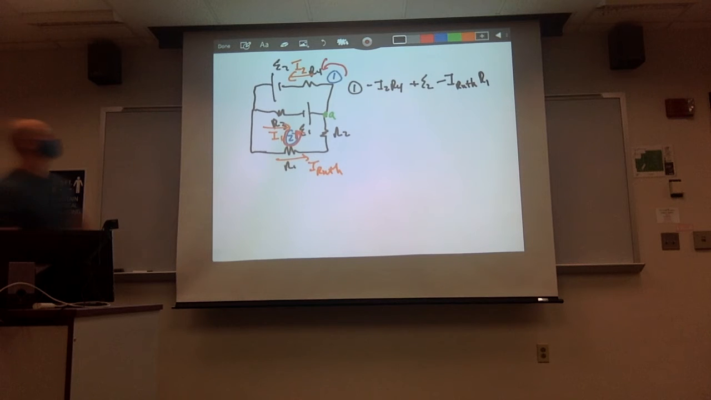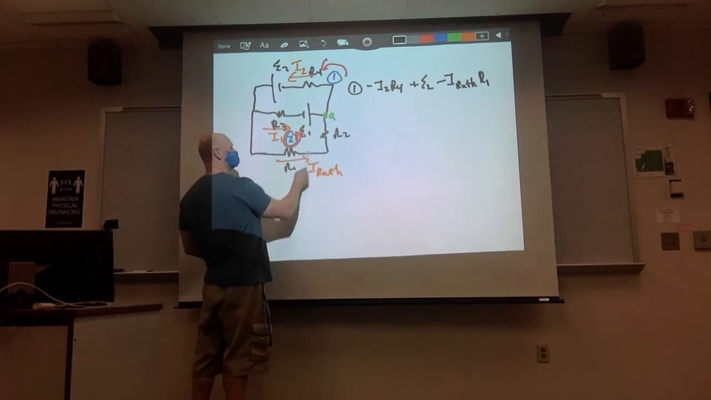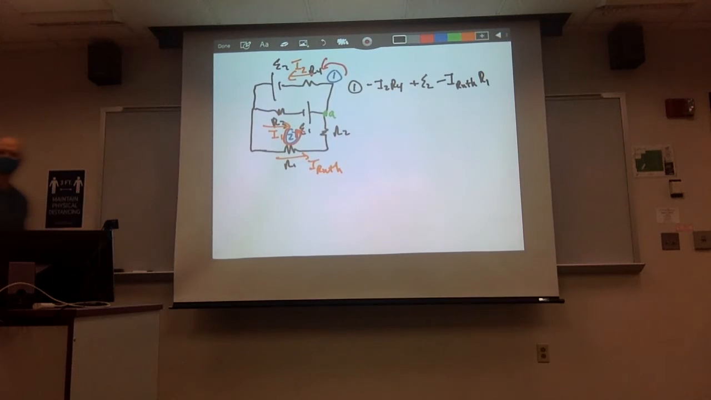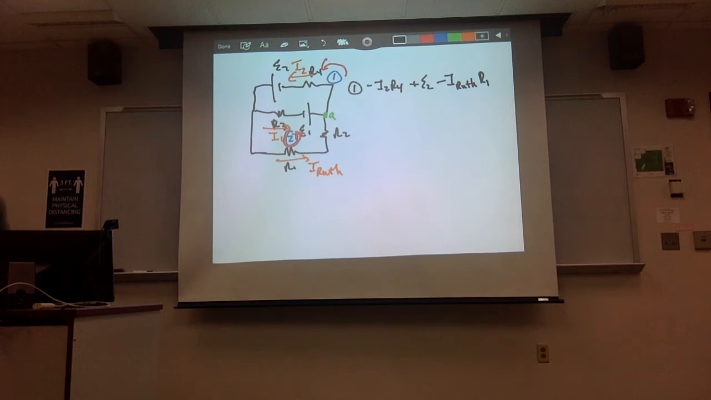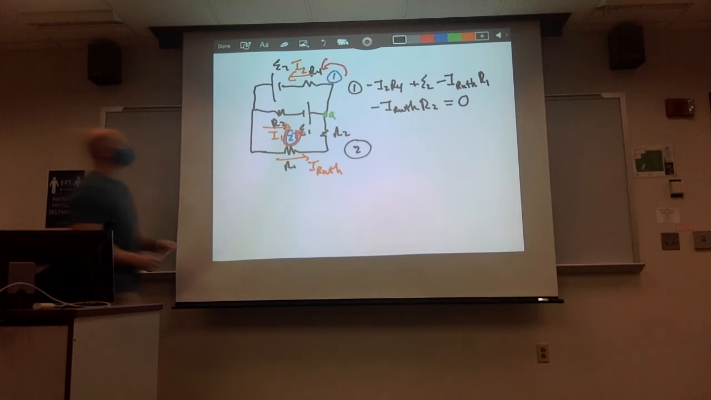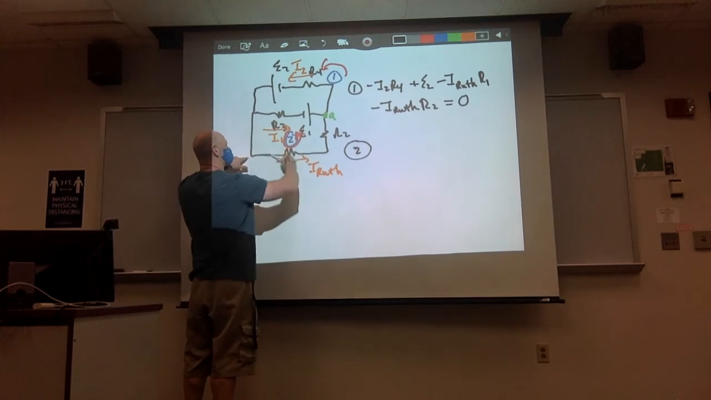Finally, I'm going to go through R2, in the same direction as I root. So is that positive or negative? Negative. So I'm going to get a minus I root R2. And I'm back at the junction, so all that has to be equal to 0.